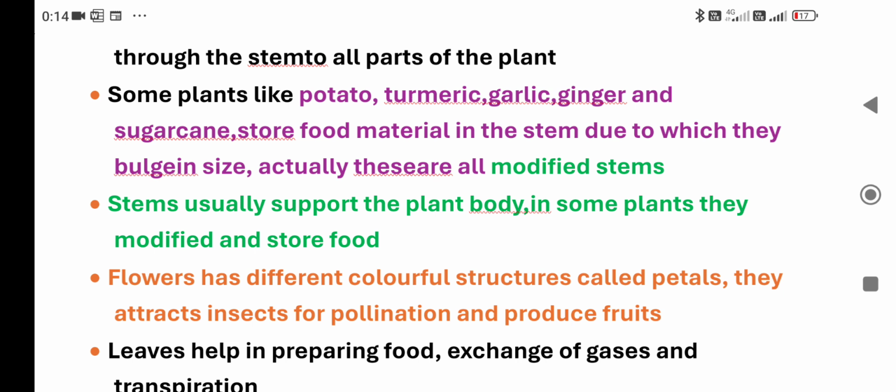So next, the stem usually supports the plant body. Some plants modify it and store food. Actually, the main function of the stem is that it gives mechanical support to the plant. But in some plants, what happens? The stem is modified and it stores food.